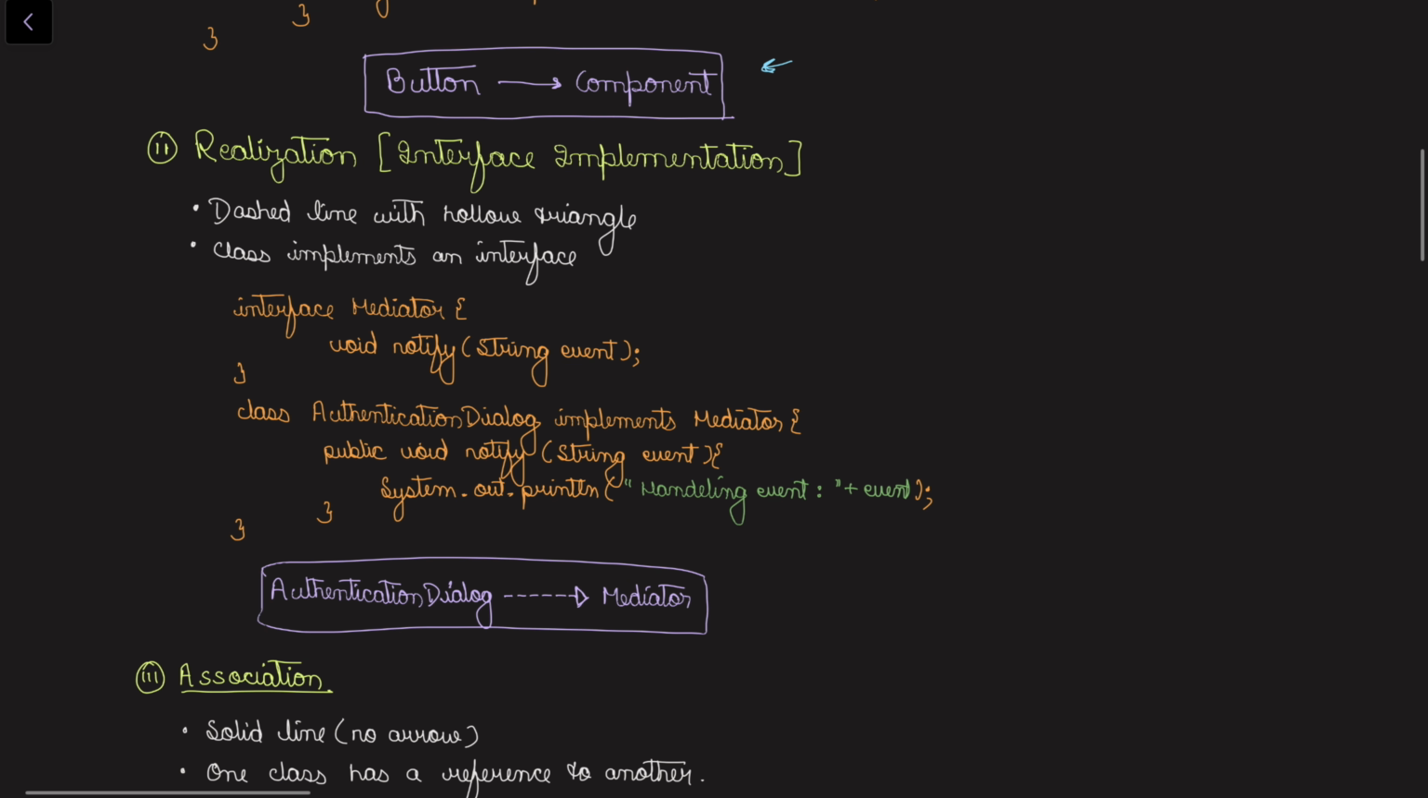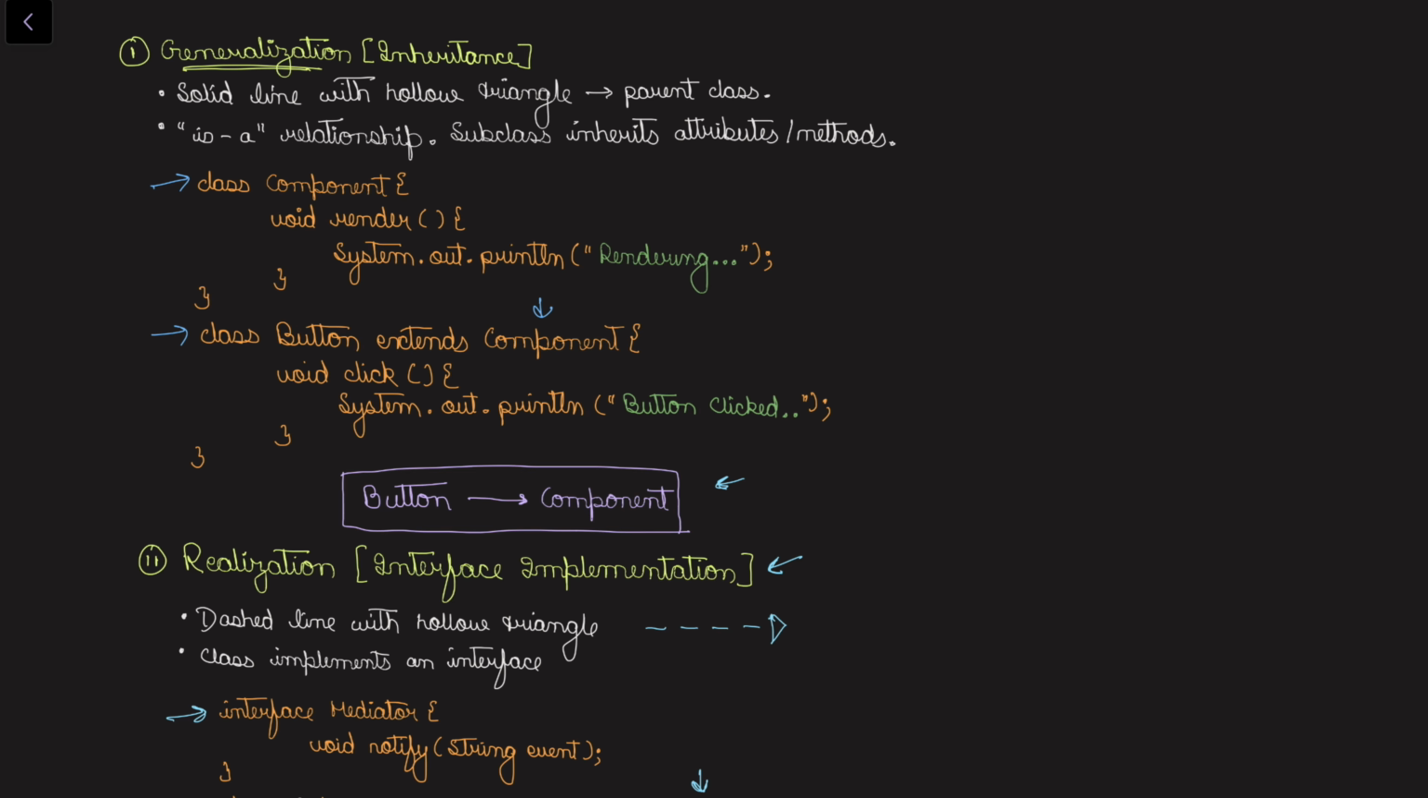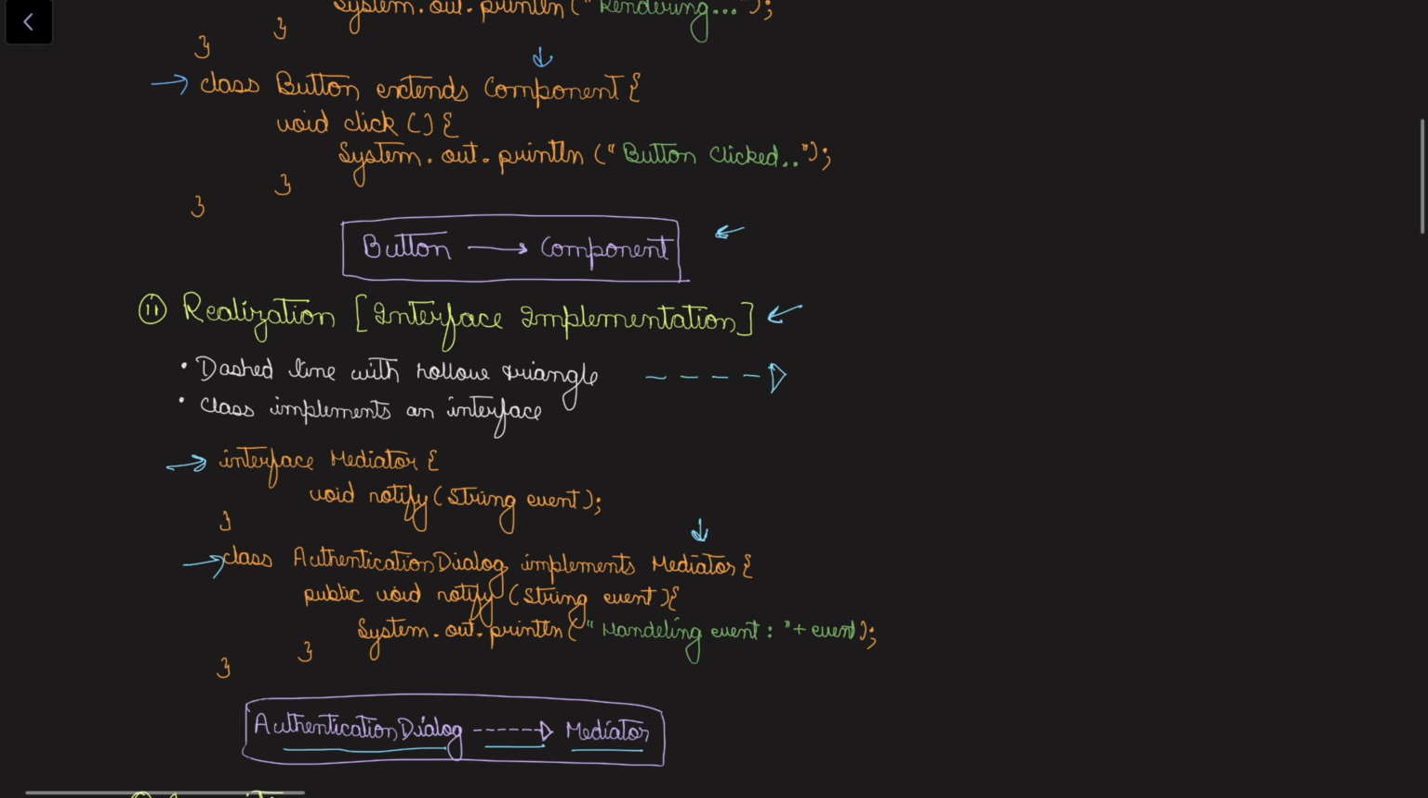Now let's move to realization. Realization means interface implementation. It is denoted as a dashed line, where a class implements an interface. We have this interface, we have this class, and it is implementing this interface. So we are showing that AuthenticationDialog implements the interface. I hope this is clear. This is very simple. So the first one is inheritance, and the second one is interface implementation, meaning realization.